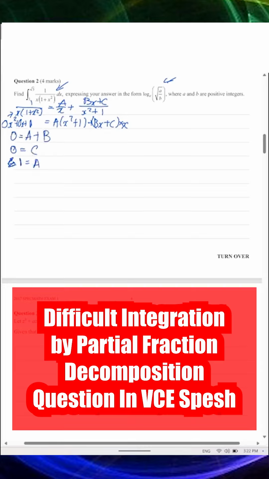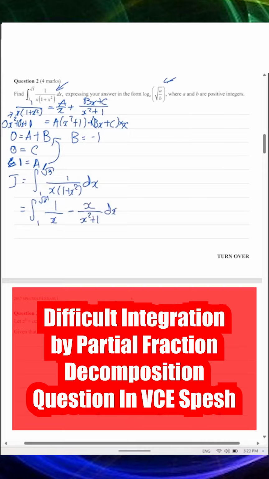Now, we are given the value of a, because if we equate coefficients, we recognize that 1 equals the constant over here, which is also equal to a. So we can substitute that into our original equation, and we can find the value of b is equal to -1. We can now substitute this back into our integral. And we can recognize the integral of 1 over x is equal to ln of x.